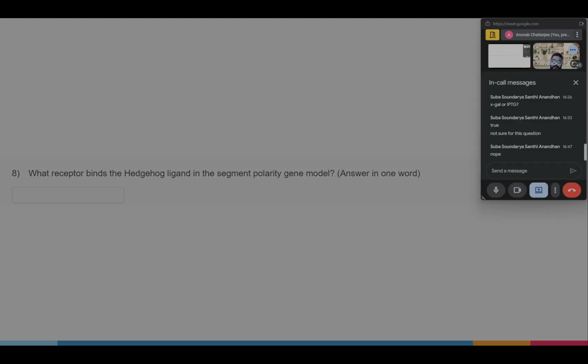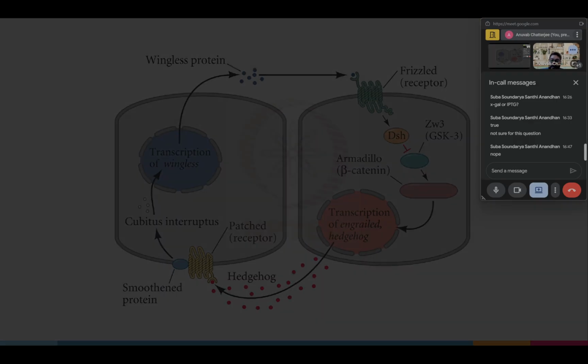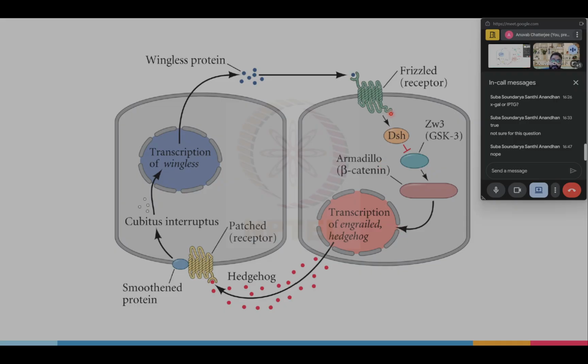Okay, so let us look at it. The receptor for hedgehog is known as patched. Patched is the one that attaches with smoothened, and then we have CI, and then further and further expression. Wingless attaches to a receptor known as frizzled on the other cells. I think we have, yes, we do have this.